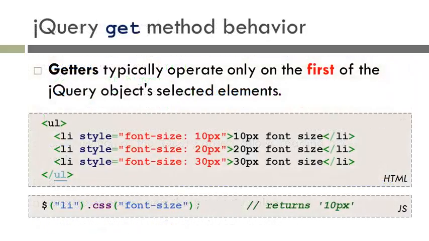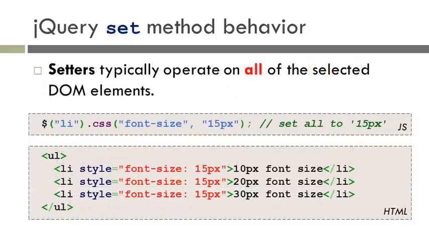jQuery uses the same functions for both getting and setting. If only a single property is passed into the function, this is oftentimes treated as a getter. The jQuery get typically only gets the first of the selected elements. In this example here, only the first font size property is returned from the list of the 3 li items.